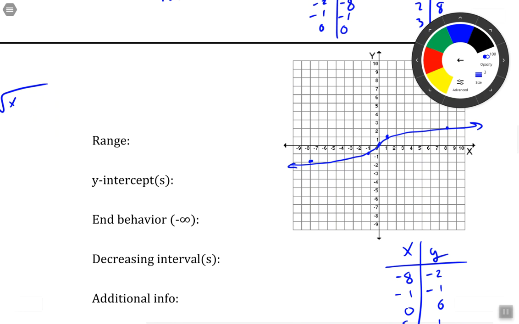Excellent. Okay, looking at that graph, just look at it. What's the domain? Yeah, negative infinity to infinity. What's the range? Same thing, all real numbers. But now we don't write "all real numbers." We've got to be more specific.